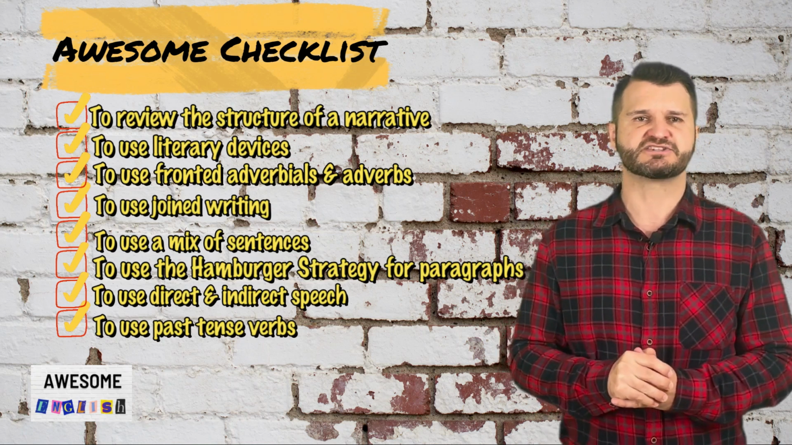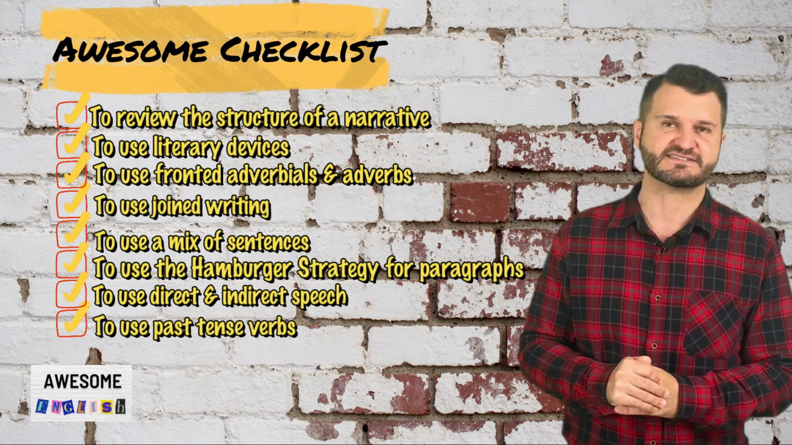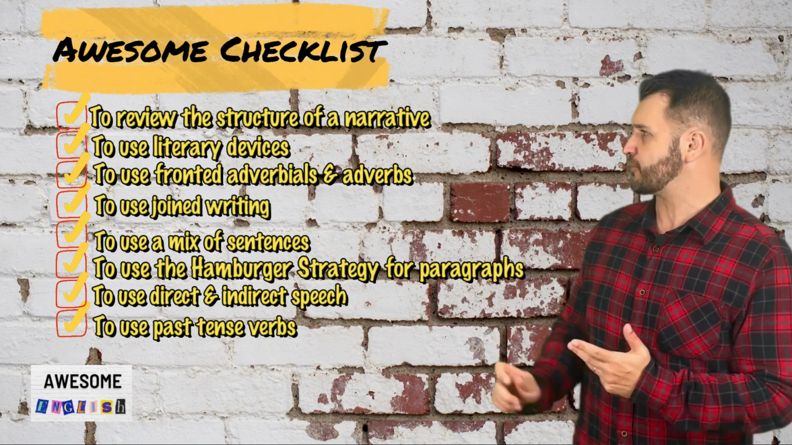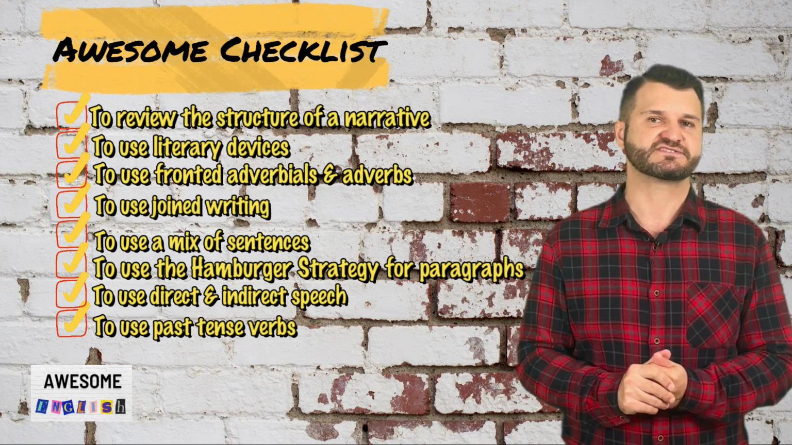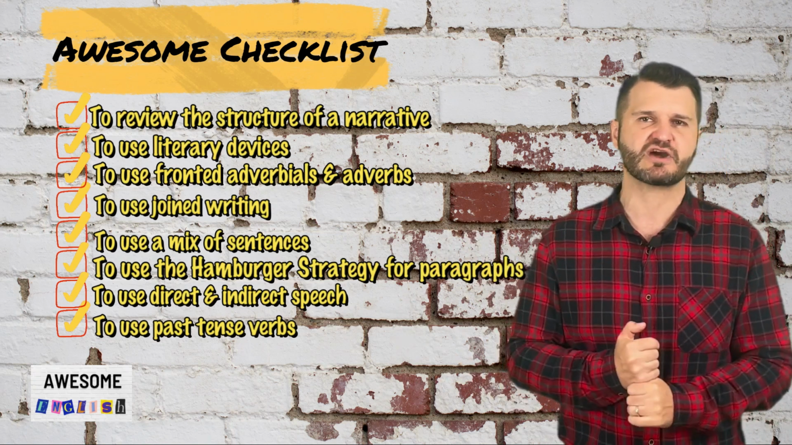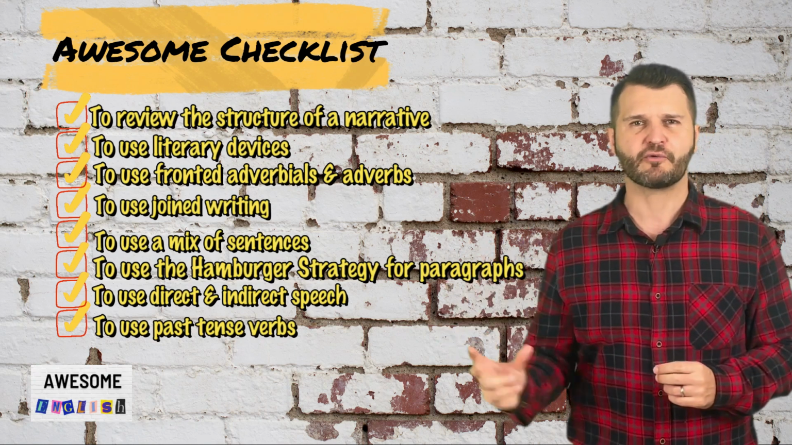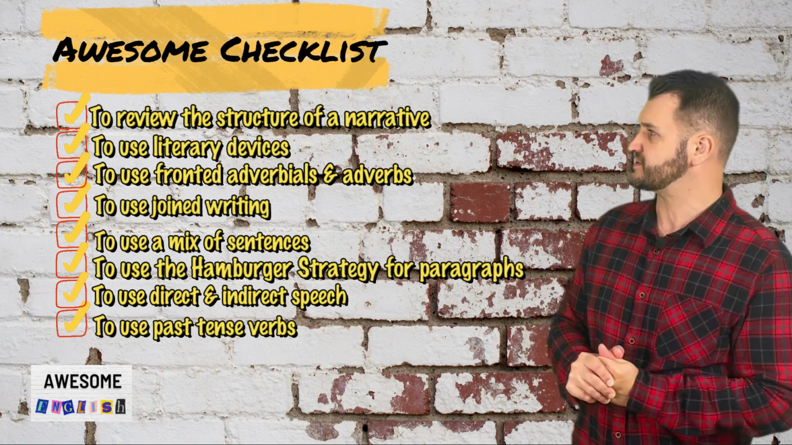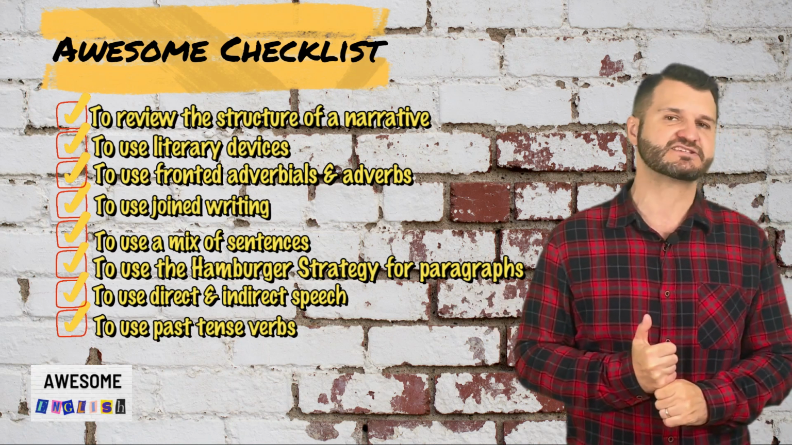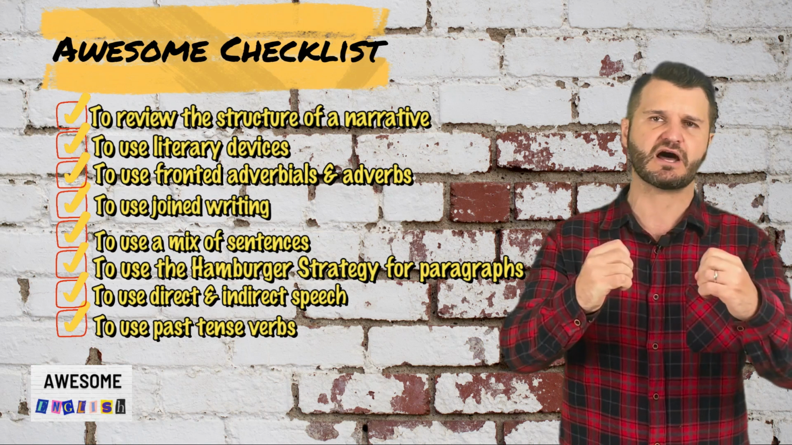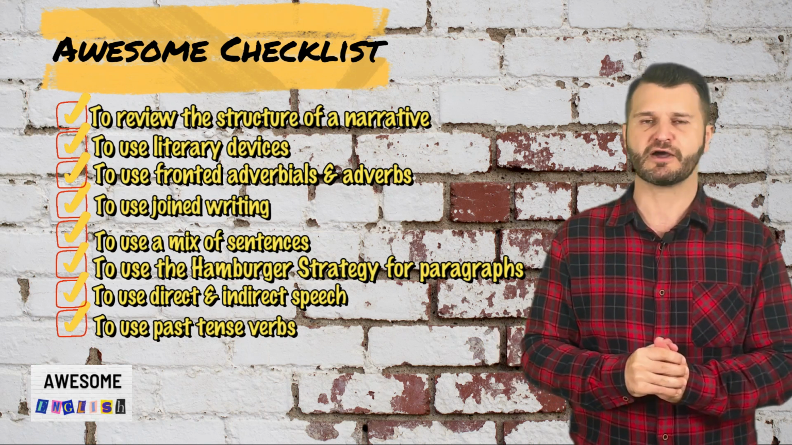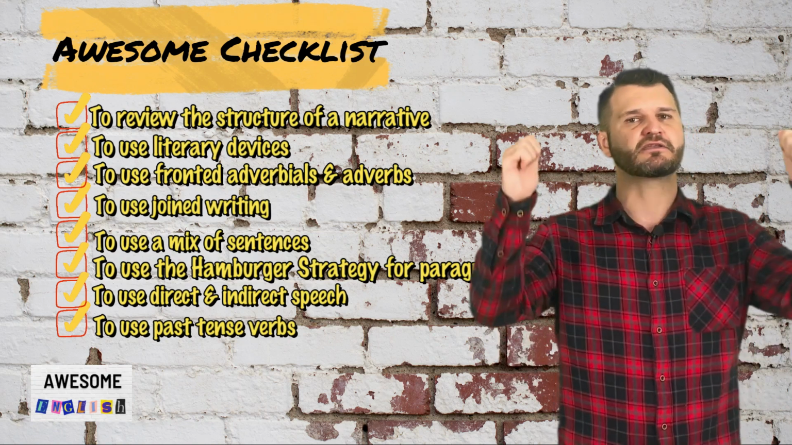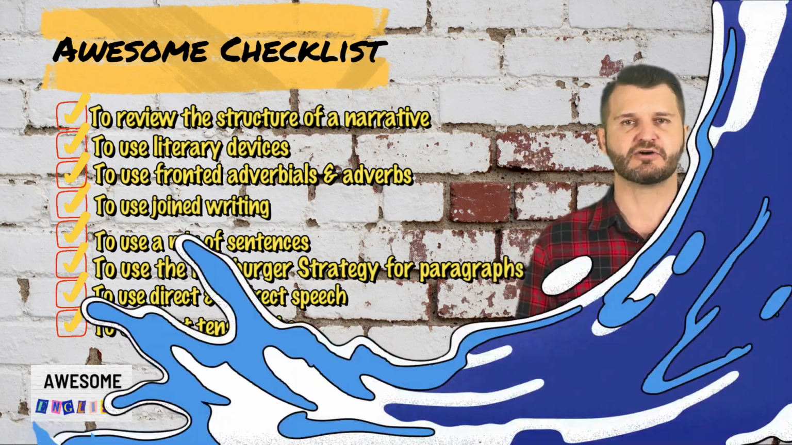The next one is to be able to use a mix of sentences, simple, compound, and complex. Then, to be able to write really clear paragraphs. Now you can use our hamburger strategy to help you write great paragraphs and link them throughout your text. The next one is to be able to use direct and indirect speech to give your characters life in your story. And then the final one is to be able to use past tense verbs because narratives are set in the past. All right, let's learn more.